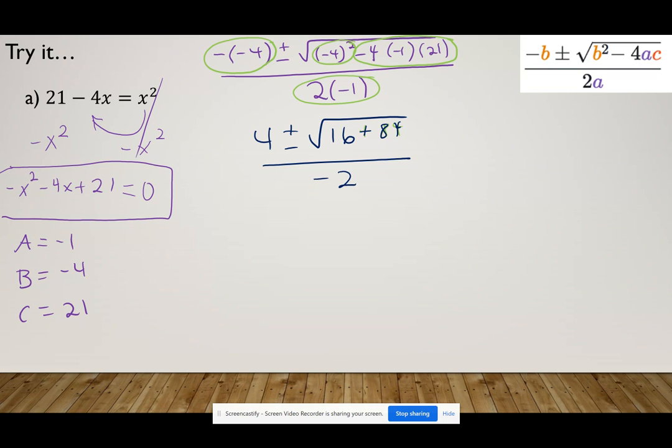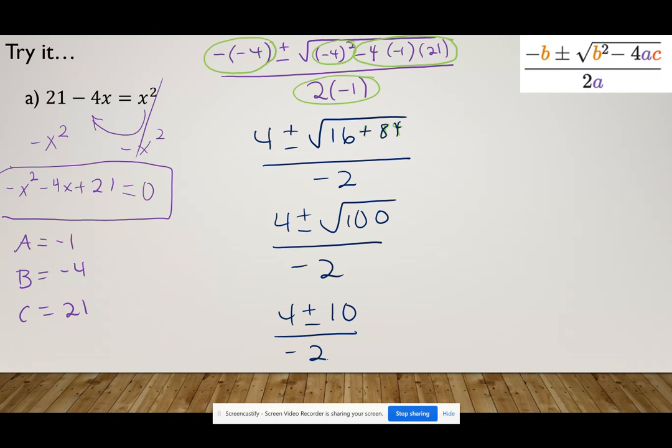Okay, so let's see if we can make this a little bit simpler. Let's simplify what's underneath the radical. So right now we have 4 plus or minus the square root. 16 plus 84 is 100 over negative 2. I can simplify even further because 100 is a perfect square. So you can think to yourself, what times itself gives you 100? In this case, it's 10. So I have 4 plus or minus 10 over negative 2.